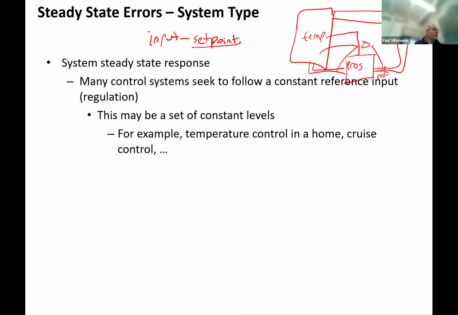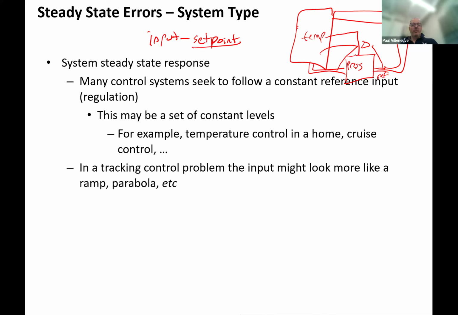Anyway, so temperature control is a set point, right? Cruise control is a set point. You do have some feedback in both cases. What's the speed of the vehicle? And then what is the temperature in the room?